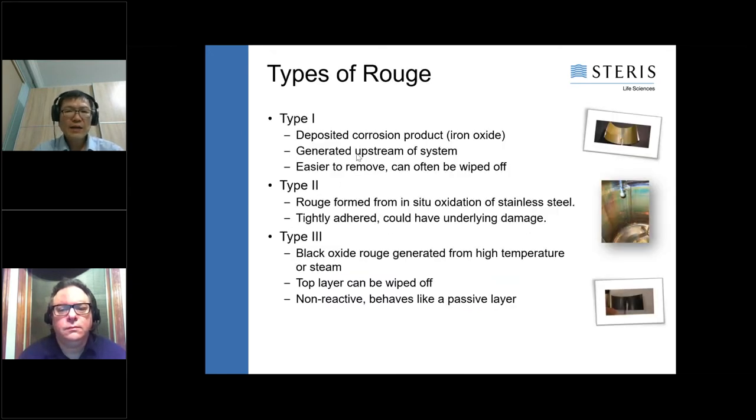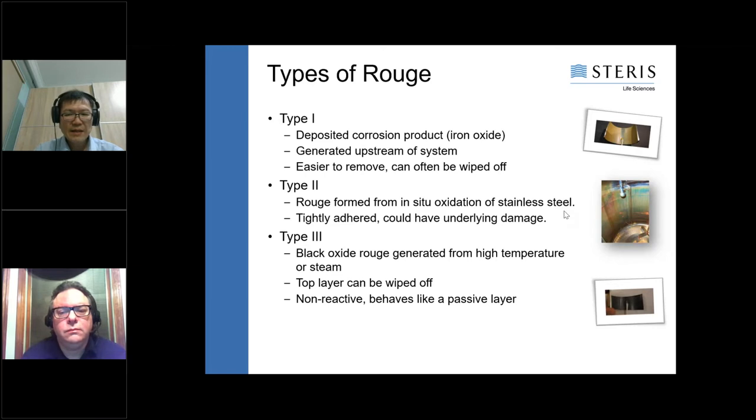So next, we look at the types of rouge. Type one rouge is very easy to remove from the surface. Typically, corrosion occurs somewhere upstream of the system, and the rouge is carried downstream and deposited on the area. This kind of rouge is very easy to remove. Once you wipe it, you can remove it easily. Type two rouge is the rouge formed by in situ oxidation of stainless steel.